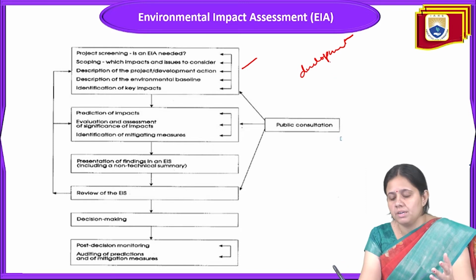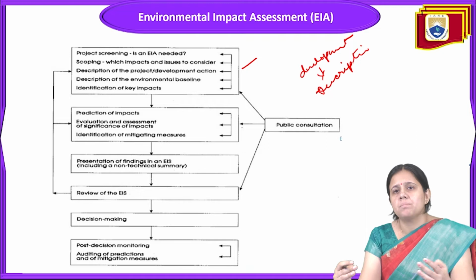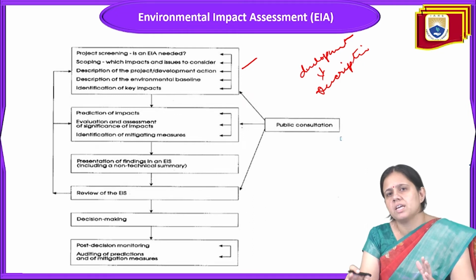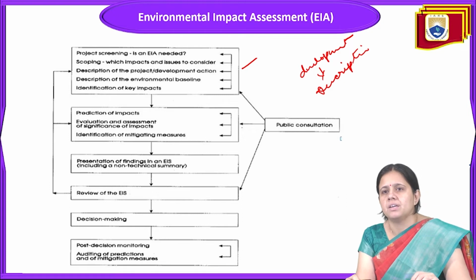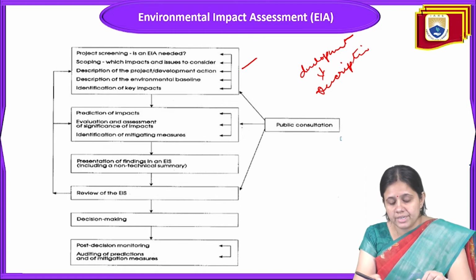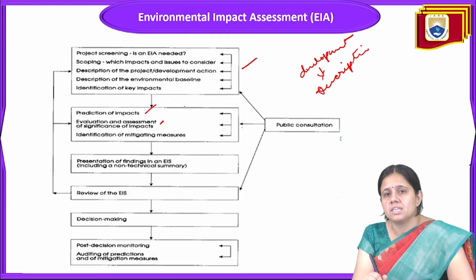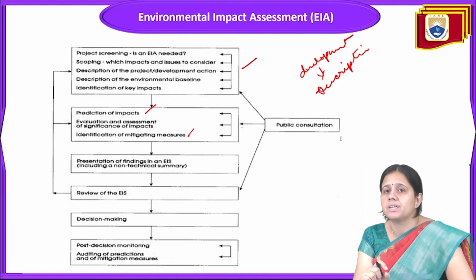And then the description of the environmental baseline. They will describe the environmental baseline, like what the basics are, what the baseline data of that area is, meaning the environmental condition of the particular area where the project has to be implemented. And then the next step is the identification of key impacts. Key impacts are identified. And then the next step is the prediction of impacts, evaluation and assessment of significance of impacts, and then identification of mitigating measures. So these three steps come under the scoping and prediction stage.